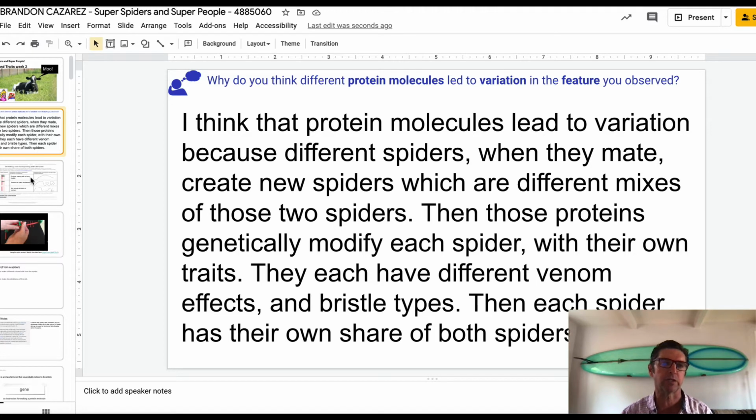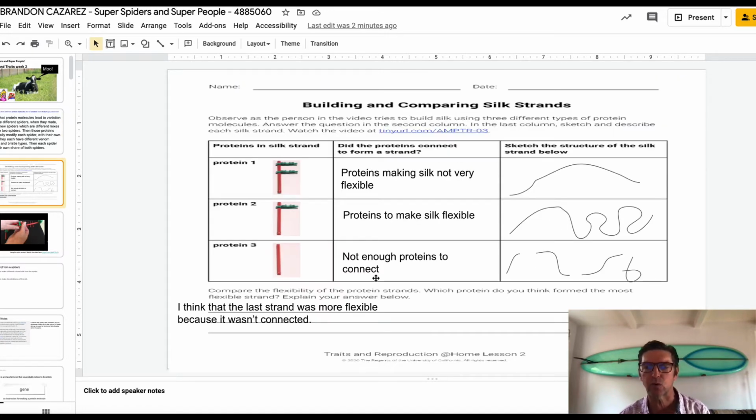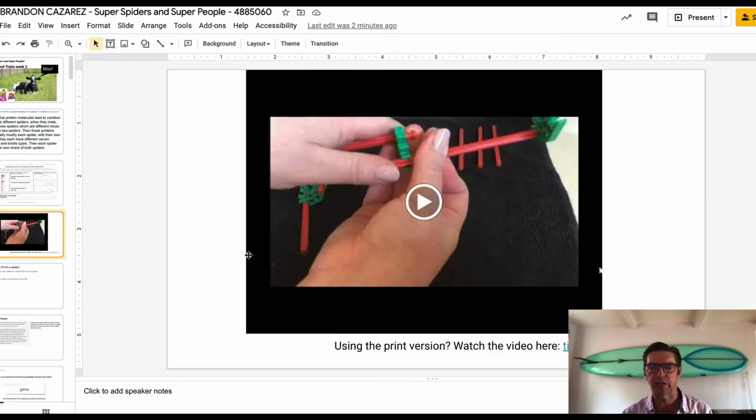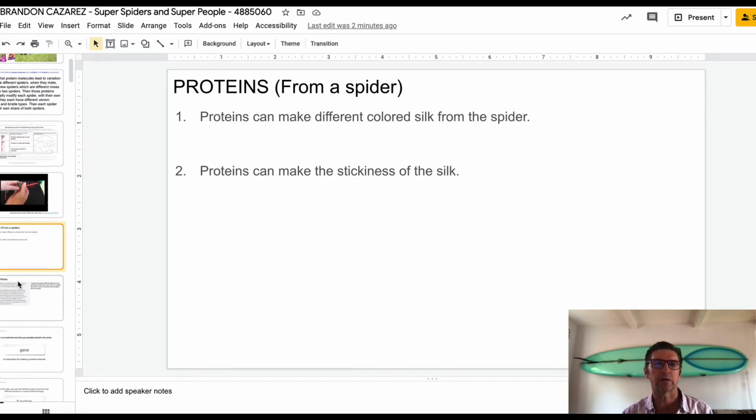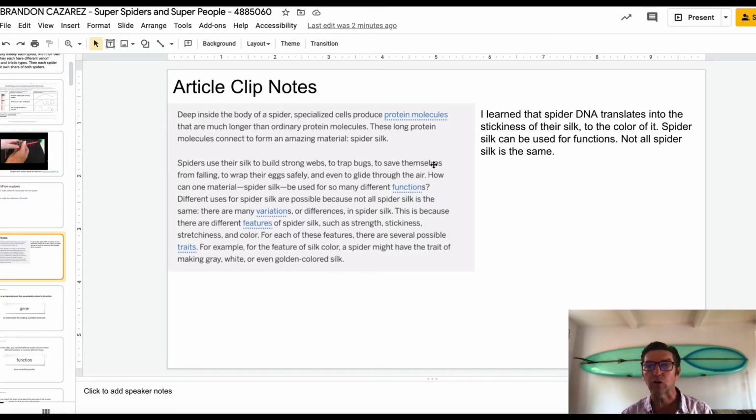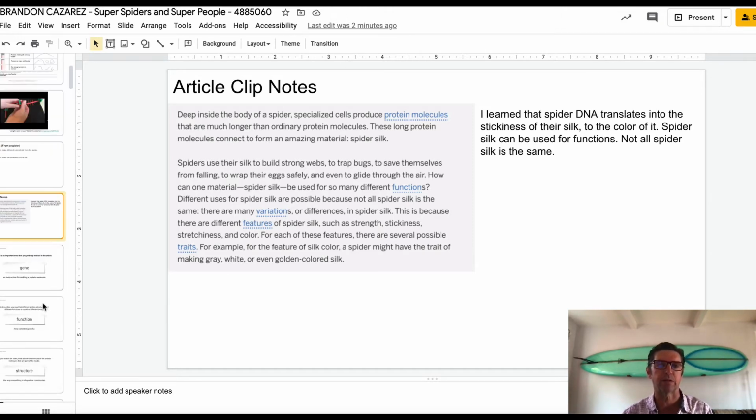He's done his other work. But let's go check the other things. He's answered his questions. These don't connect, not enough proteins. These are very flexible because it's not that many proteins. And this is a lot of proteins, so silk, not very flexible. He drew it to represent that. And he even answered this. Fantastic. He brought his video to the top to easily see it. He has his proteins information. He now has article clip notes. We do a lot in this class, I must admit. This is definitely A level. And of course, he has his vocabulary there.